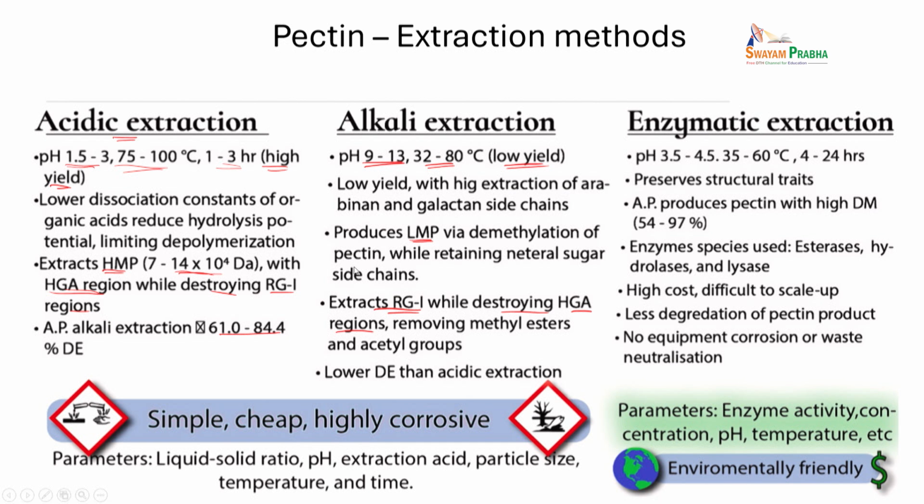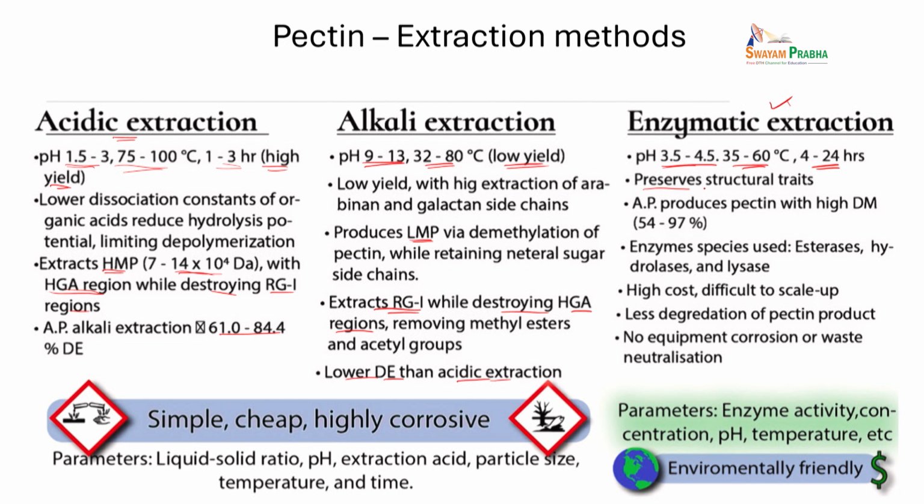If you want to preserve the amorphous or hairy region of the polymer, you would do alkali extraction, and it gives you a lower degree of esterification than acidic extraction. The third approach is enzymatic extraction. Here the pH range is between 3 to 4.5. Temperature is a little lower than the acidic or basic extraction, but the time can go from 4 hours up to 24 hours, because we know enzyme reactions are quite slow compared to acidic and alkali extraction, so time is quite large here.